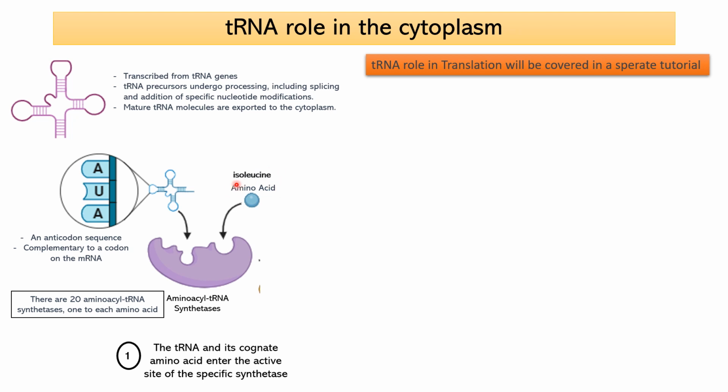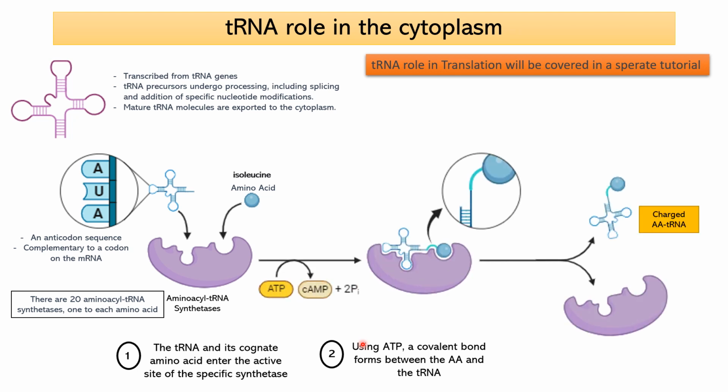Since there are 20 different amino acids in the human body, there are 20 different synthetases, one corresponding to every amino acid, and this also governs the specificity of binding specific tRNAs to specific amino acids. The second step involves using energy in the form of ATP. The reason the energy is needed is to form a covalent bond.